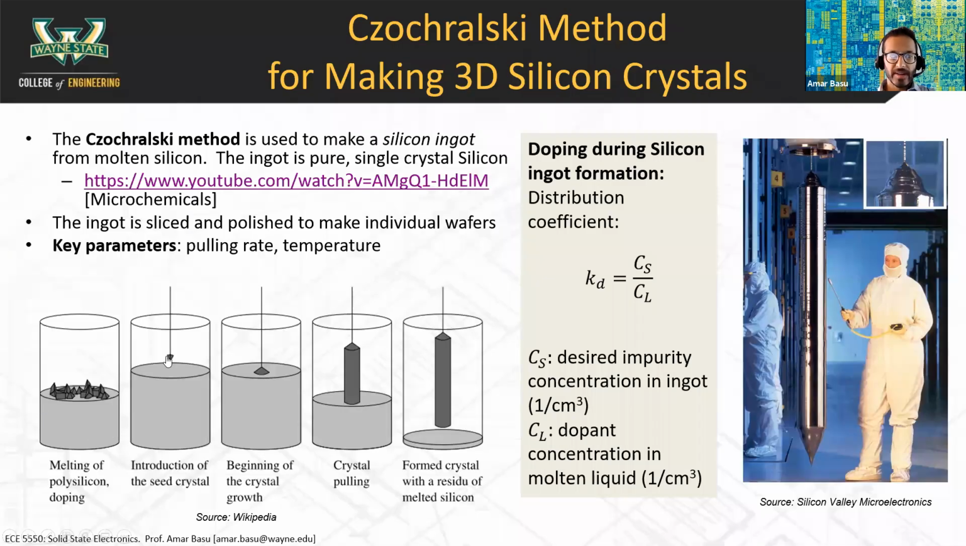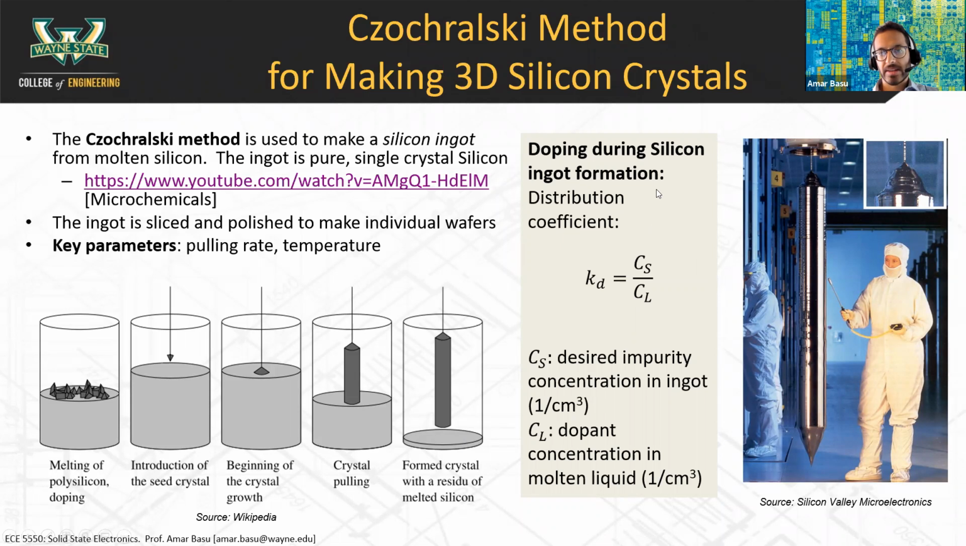So you melt the polysilicon, you introduce the seed crystal, you start pulling the seed crystal out at a specific rate, and you form this thing called an ingot. Now, there's a process called doping, which can be done during the silicon ingot formation. We'll talk a lot about doping in Module 3, but doping allows you to create something called P-type or N-type silicon. And most wafers that are made are doped, typically P-type or N-type.